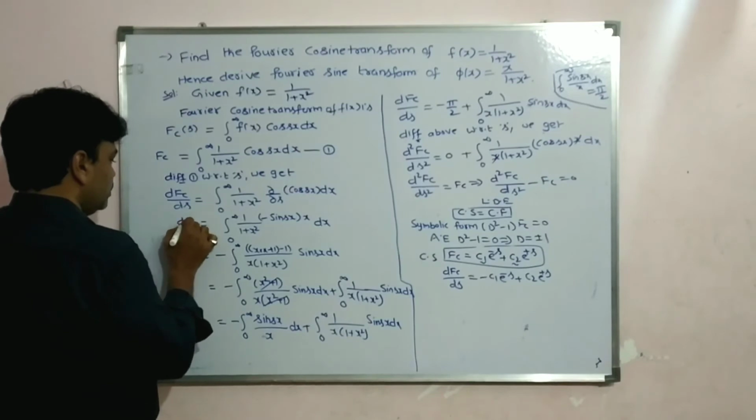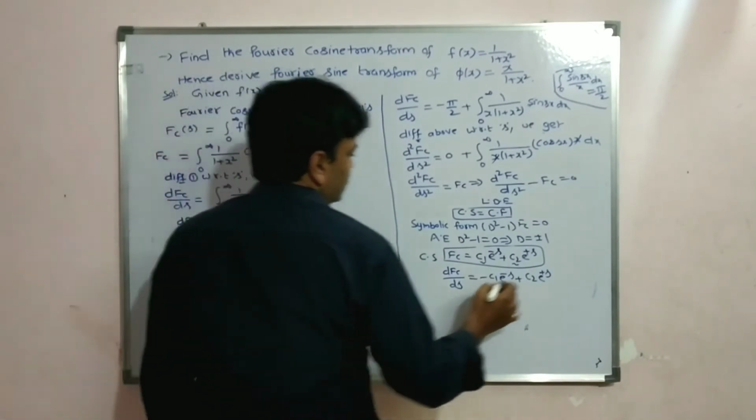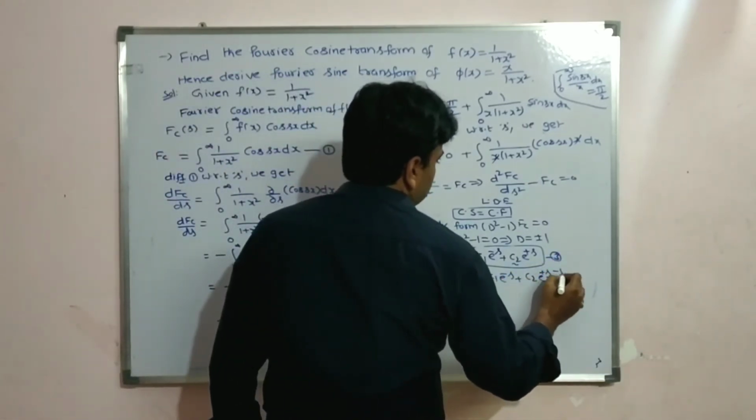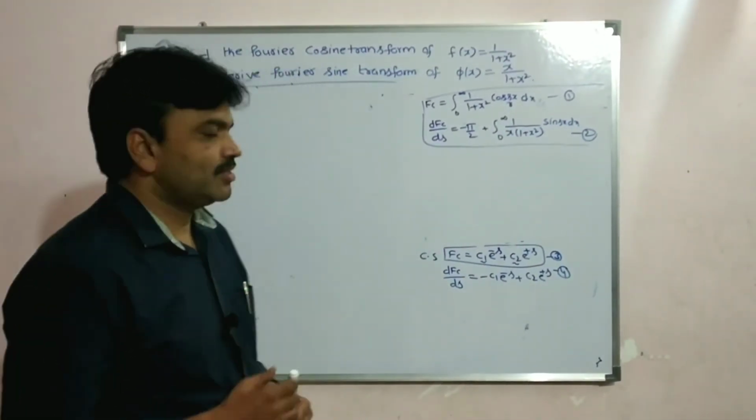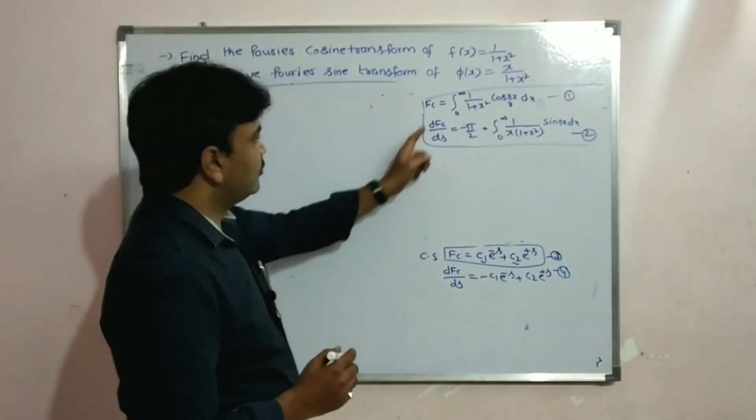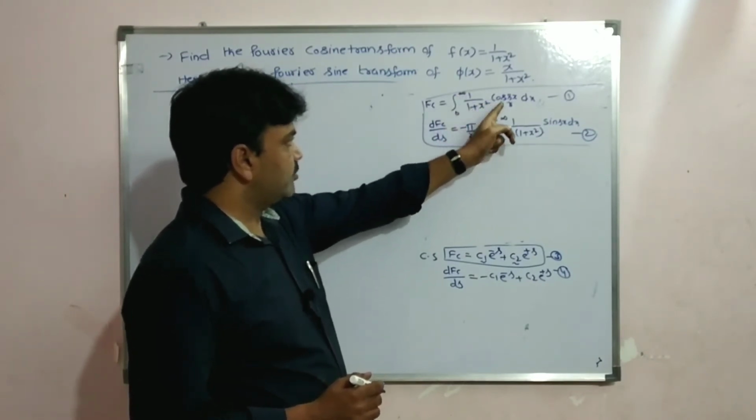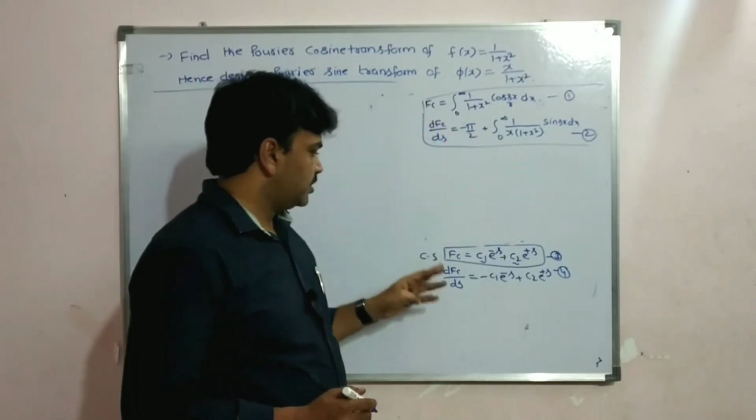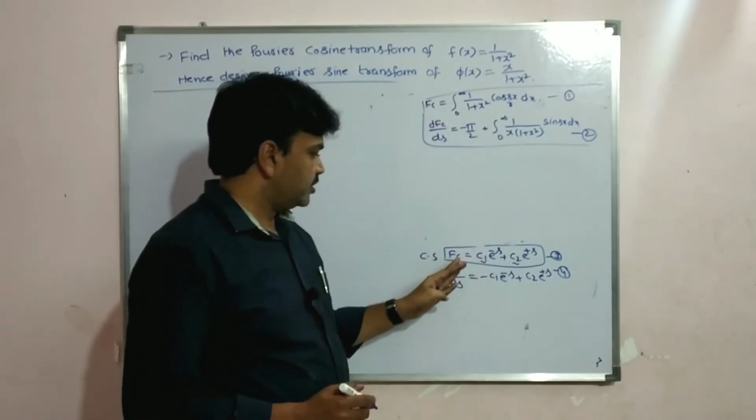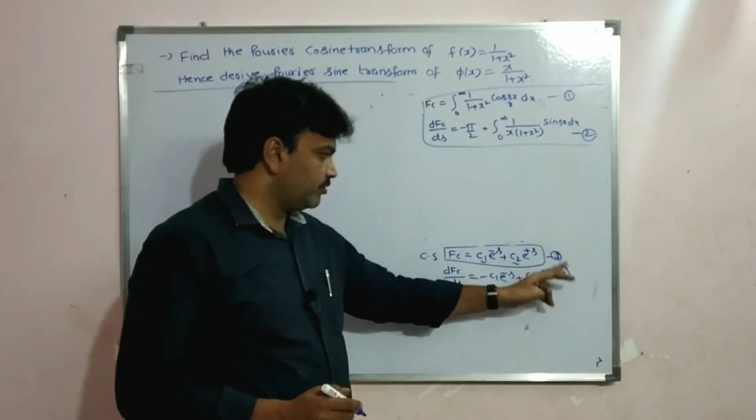Say this is 1, students, and this is 2, this is 3, and this is 4. Let us continue. Fc of 1 is the integral 0 to infinity 1 by 1 plus x square cos sx dx, and dFc by ds is 2. Fc is our solution, and we are differentiating. Say this is 3 and 4.